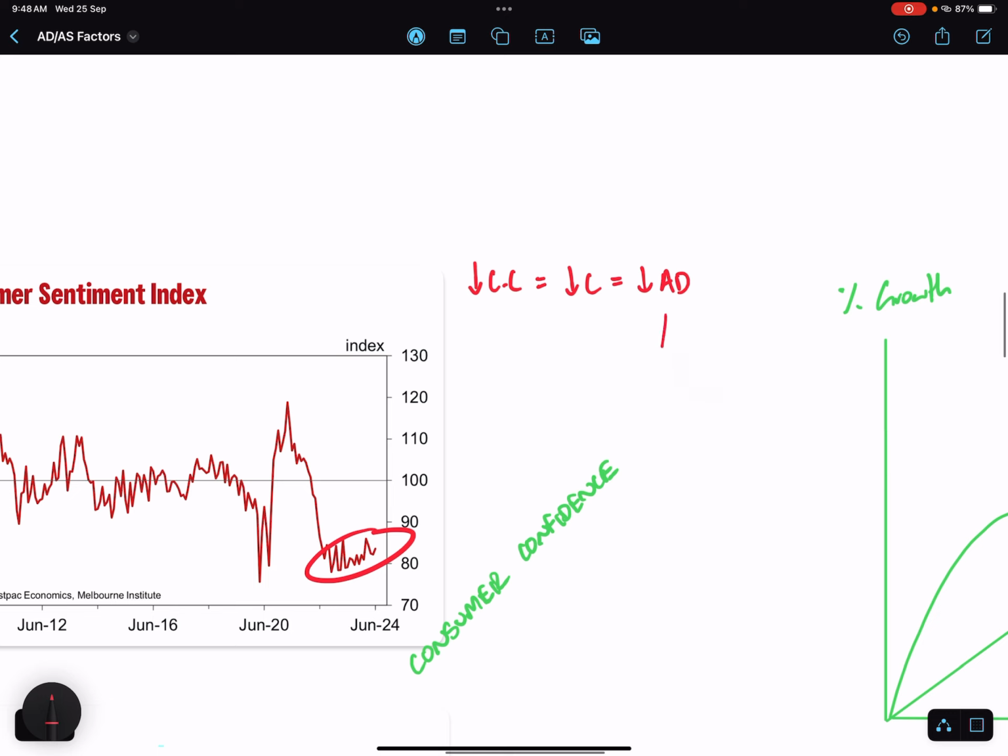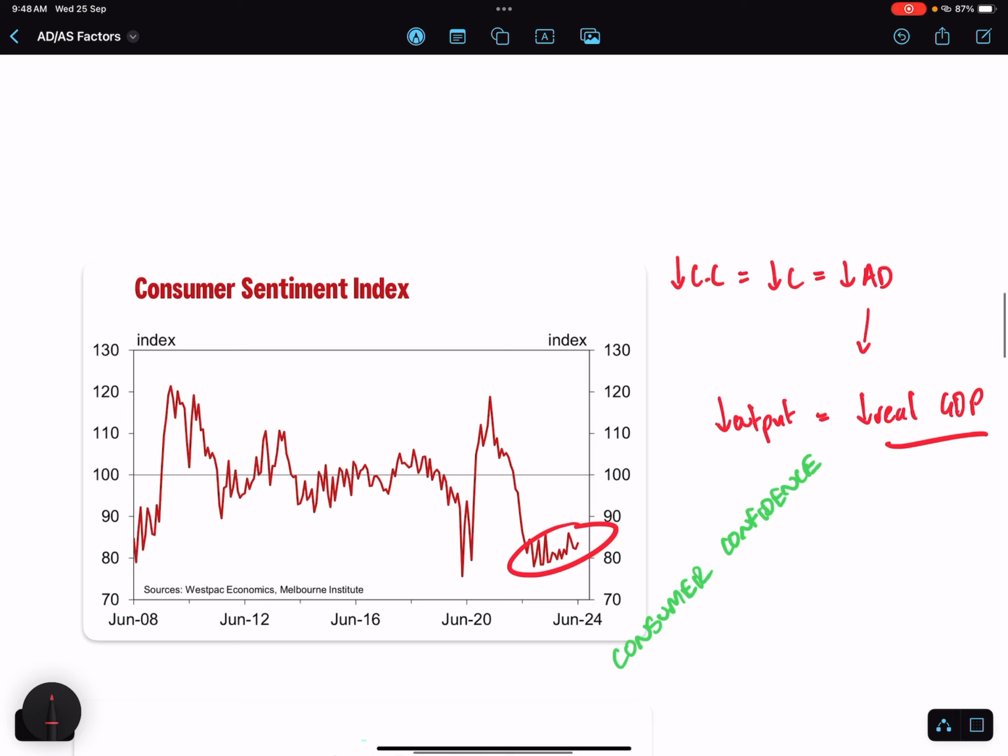And then basically from there, if we have a decrease in AD, this signals to producers to decrease their output, which then feeds into that decrease in real GDP that we're looking for. So this is one factor that you could use to explain the current positioning of the Australian economy in terms of its business cycle over the past 12 months.